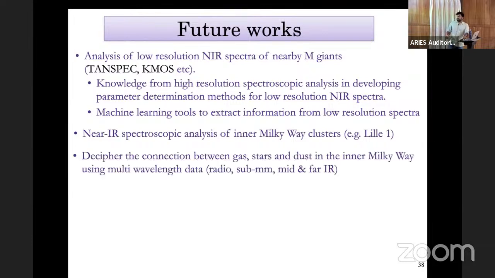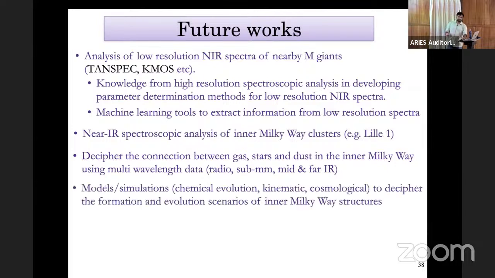And then it is also very important to decipher the connection between the gas, dust, and stars in the inner Milky Way using multi-wavelength data. Radio, sub-millimeter, mid, and far infrared observations are very crucial for this. Then, as I mentioned in the first slide I showed in the beginning, there are many models and simulations where we can trace back the formation and evolution. If we can zoom in on the inner part of the Milky Way, we will also be able to compare observations with simulations.